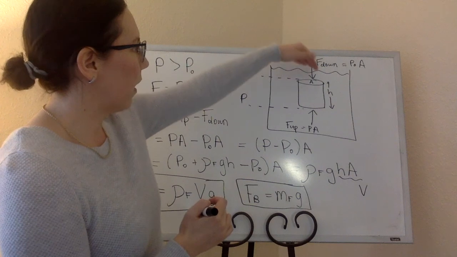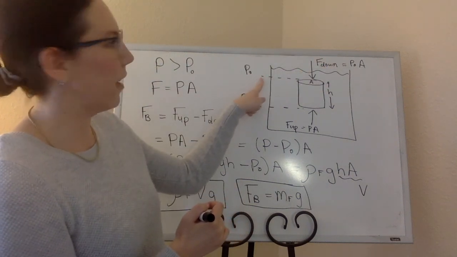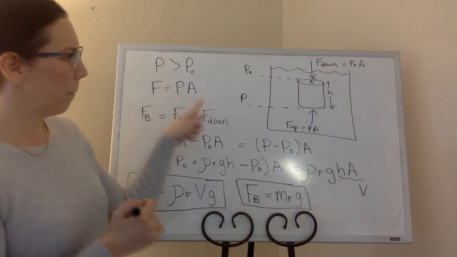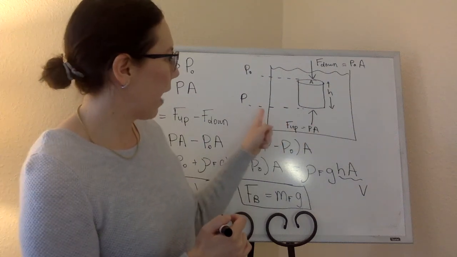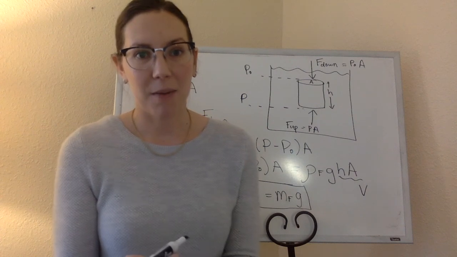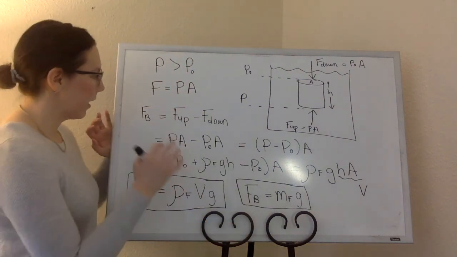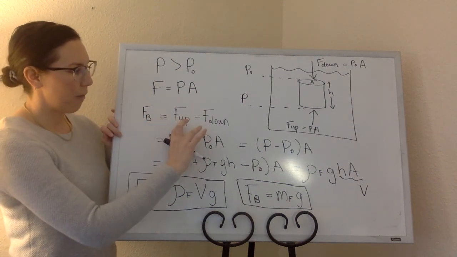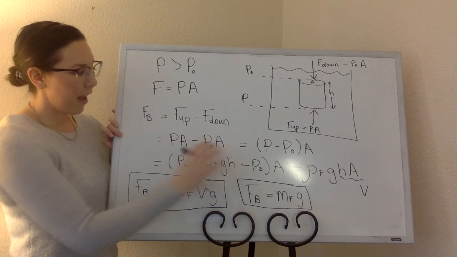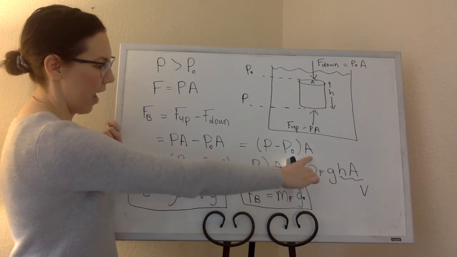We have the force on the top, F down, will be due to this pressure at the top of the region, P naught. So we have P naught A, since F equals pressure times area. And at the bottom, pushing up, we have the force is pressure times area, but it's P, the pressure at the bottom of that cylinder. Okay, so our net force due to this pressure gradient will be the buoyant force equals F up minus F down, PA minus P naught A, and then we can factor out the area here. So (P minus P naught) A.